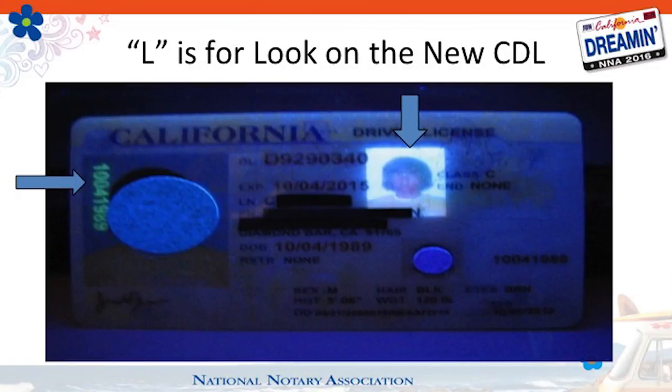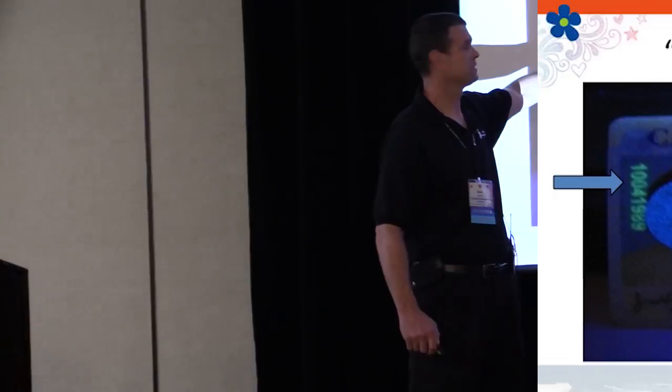This is what the new California driver's license does. It's got a third picture. You've got your main photo, you've got your ghost photo, and now the UV feature brings up a third photo of you, plus it also shows your date of birth here.